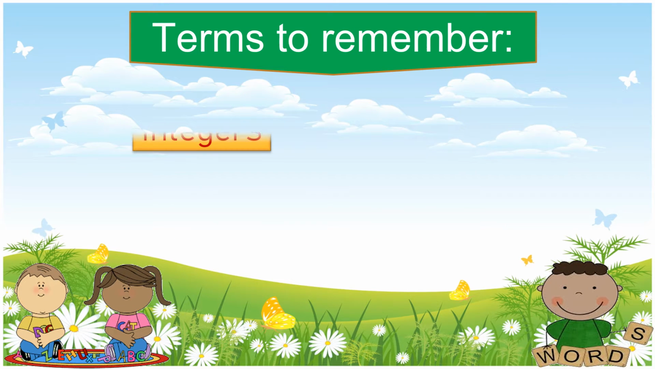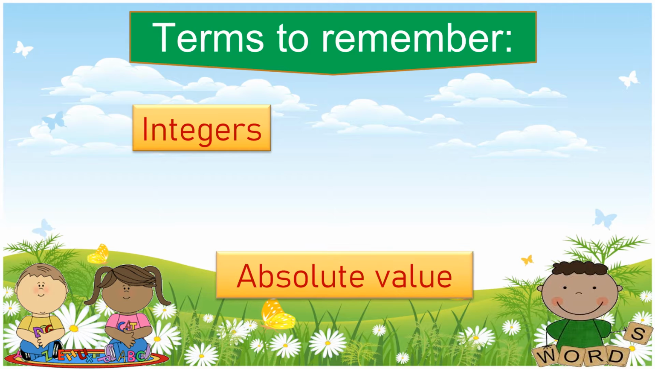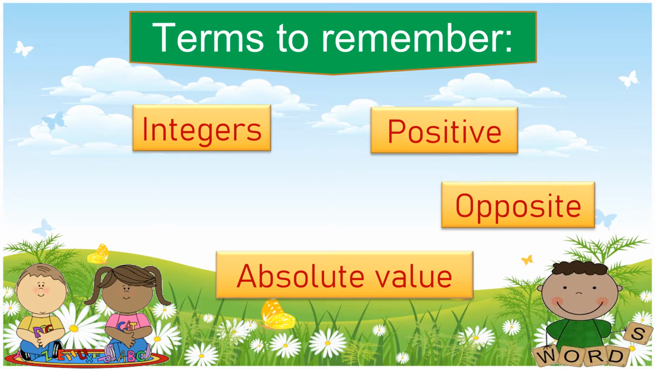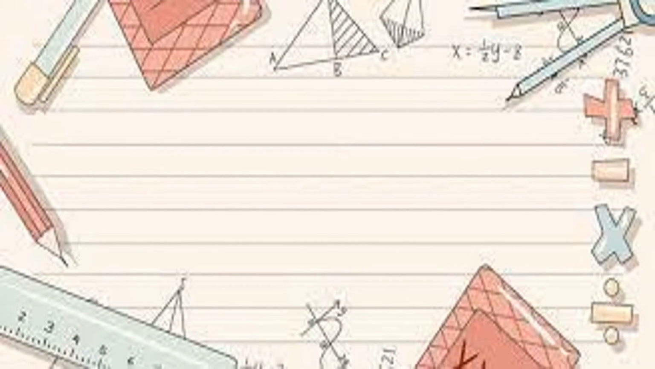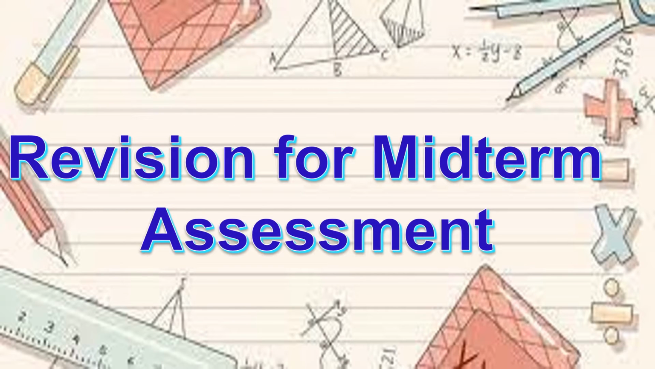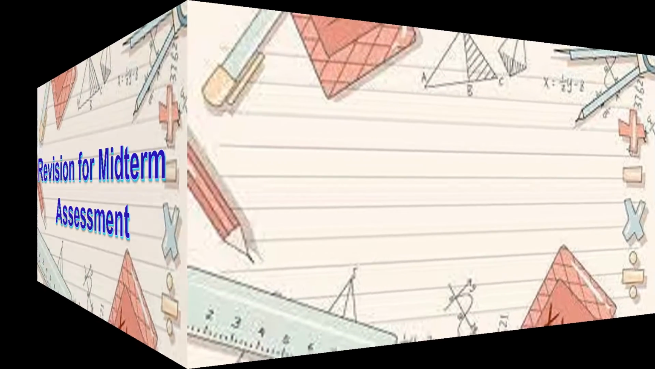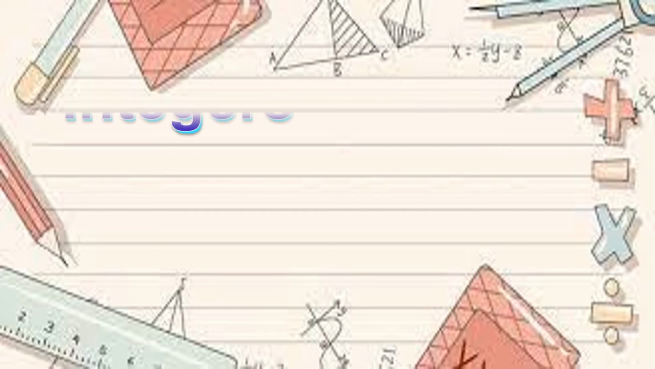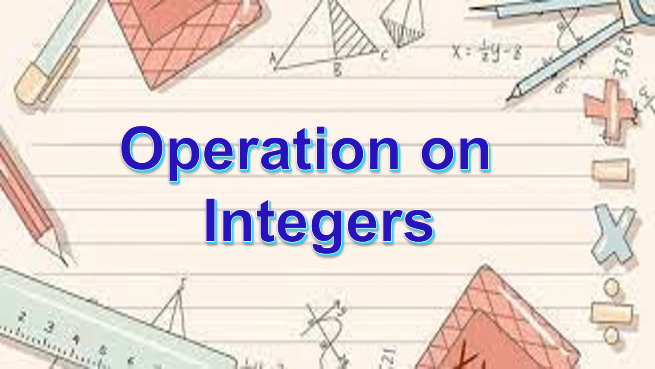These are the terms to remember: integers, absolute value, positive, opposite, and negative. Today we are going to review for your midterm assessment. In today's discussion, we are going to focus on operation on integers.